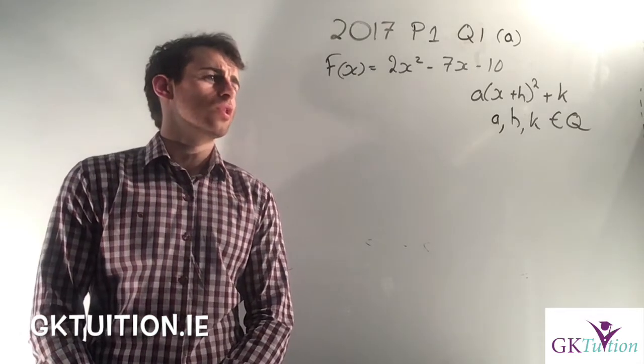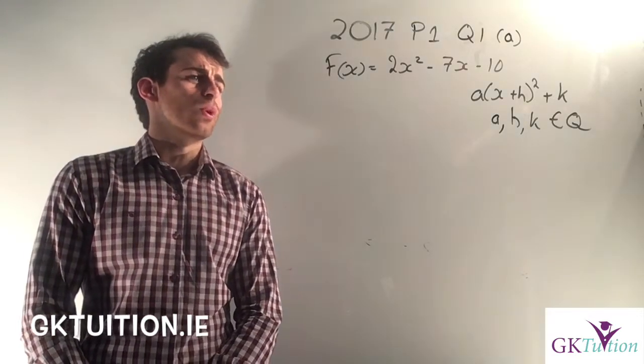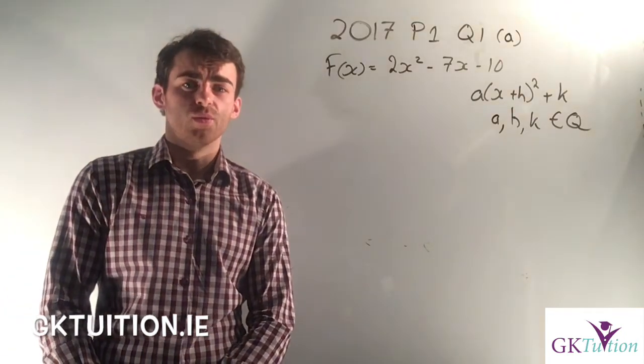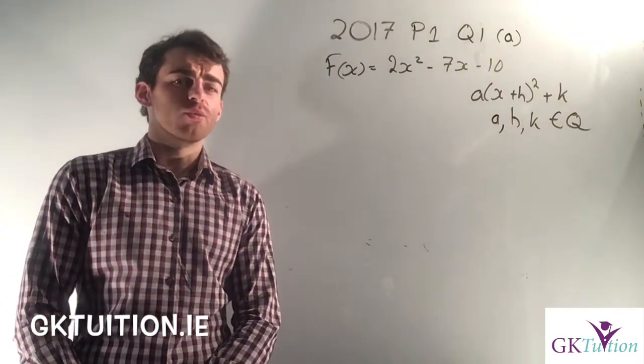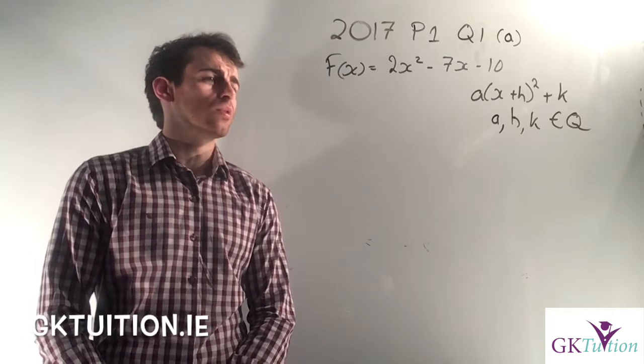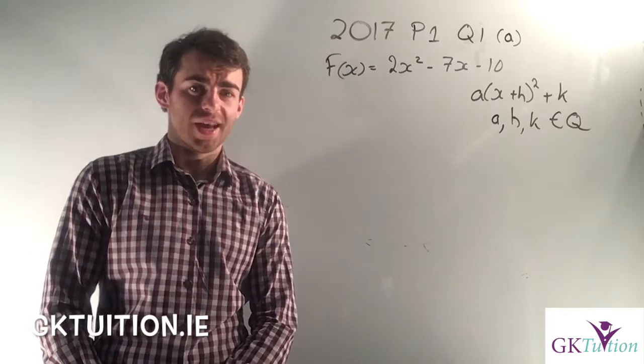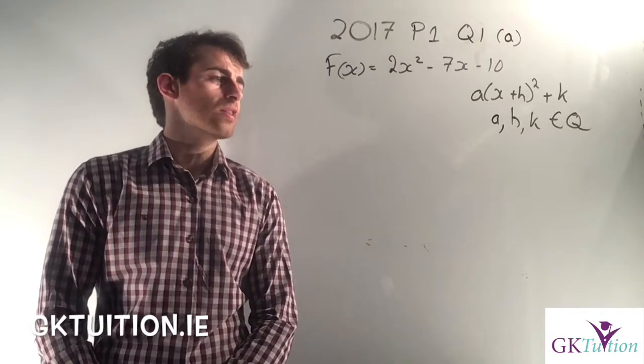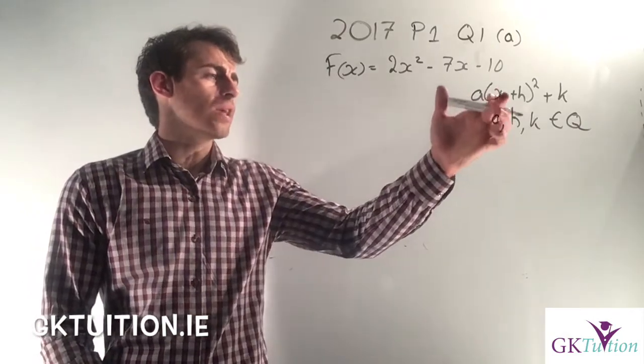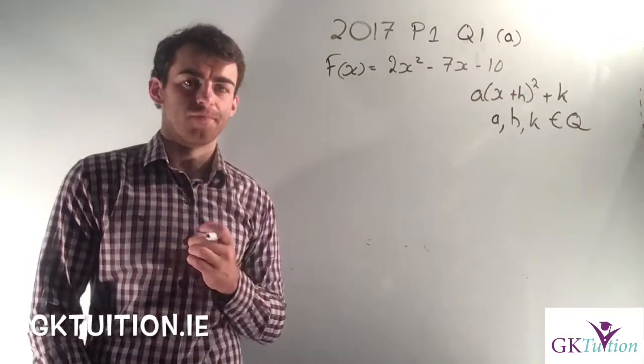Now the question that I've chosen to go through here is 2017 paper 1 question 1. And in this question we're given the function f of x equals 2x squared minus 7x minus 10. And we're asked to rewrite this function in the form a times (x plus h) squared plus k.